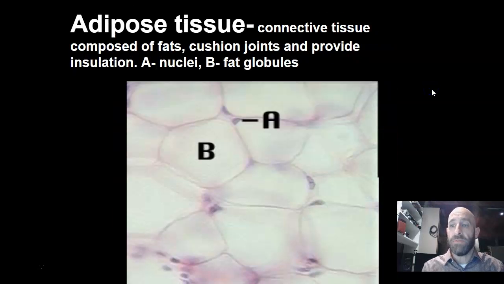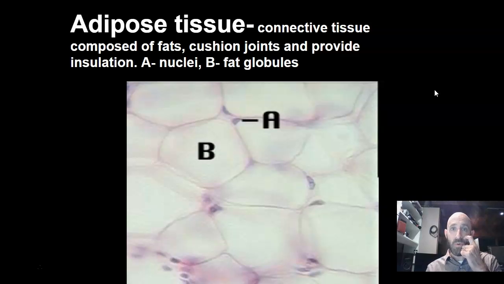The second type of connective tissue is adipose tissue. And adipose tissue you're all very familiar with because that's our fat, right? That's what fat actually is, our fat cells. So this is connective tissue, which is composed of fats. Where are you going to find this? You're going to find this all over your body, around your organs, in your joints, under your skin. That's everywhere that fat is.